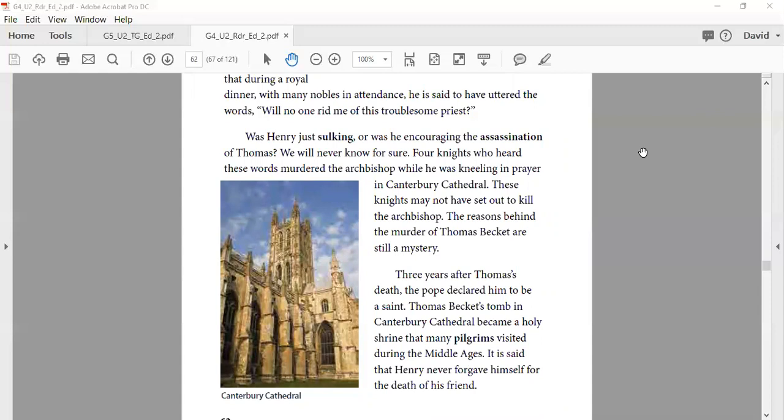Three years after Thomas's death, the Pope declared him a saint. Thomas Becket's tomb in Canterbury Cathedral became a holy shrine that many pilgrims visited during the Middle Ages. It is said that Henry never forgave himself for the death of his friend.